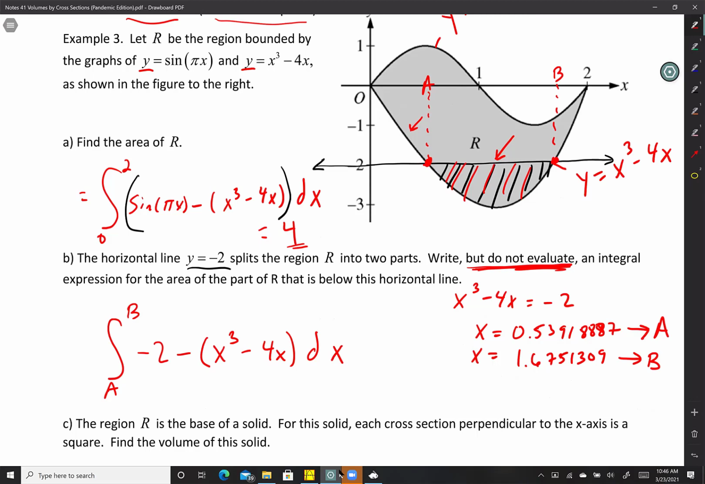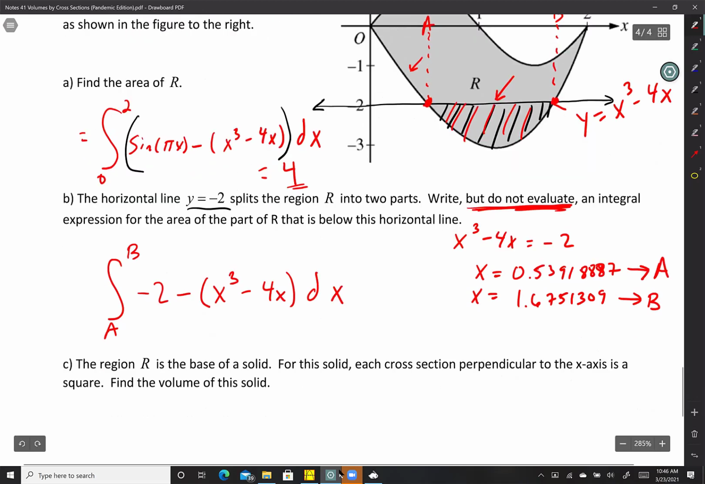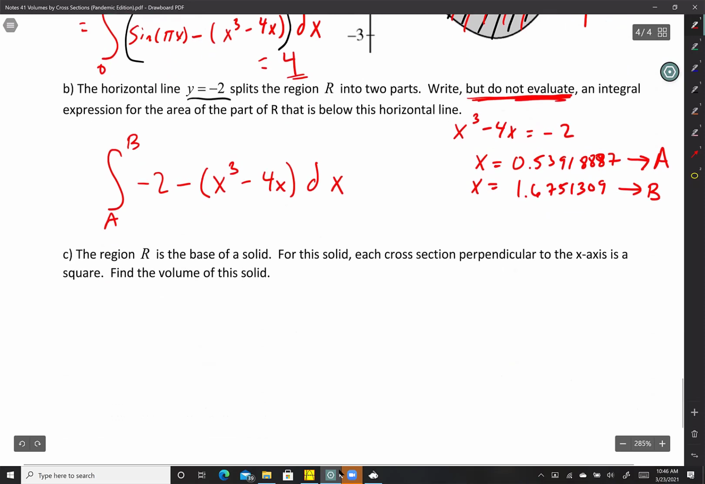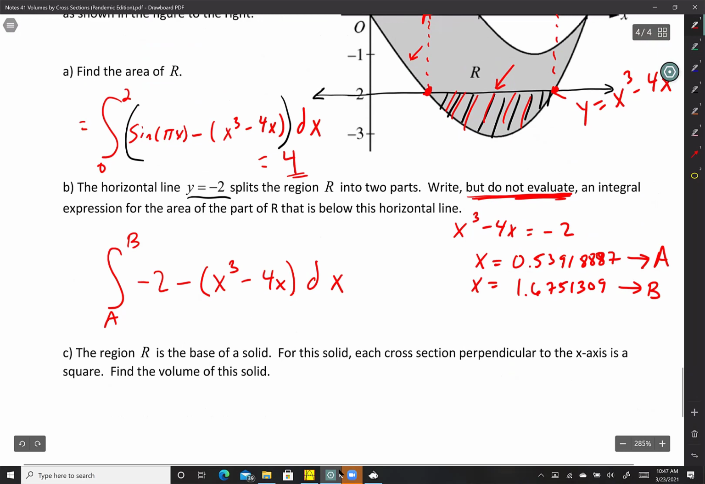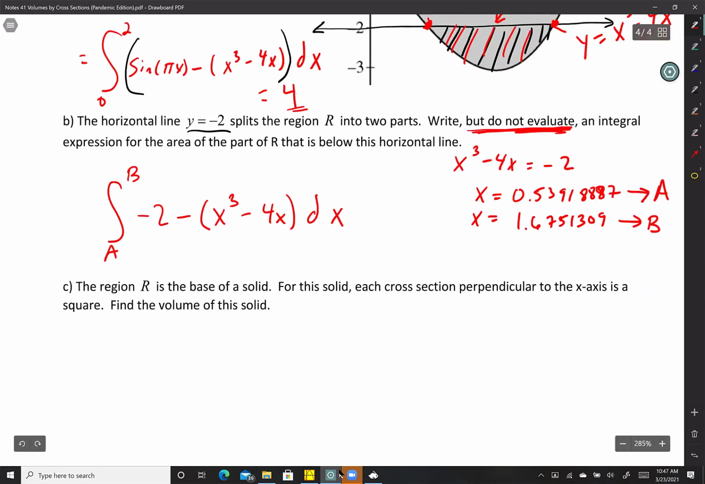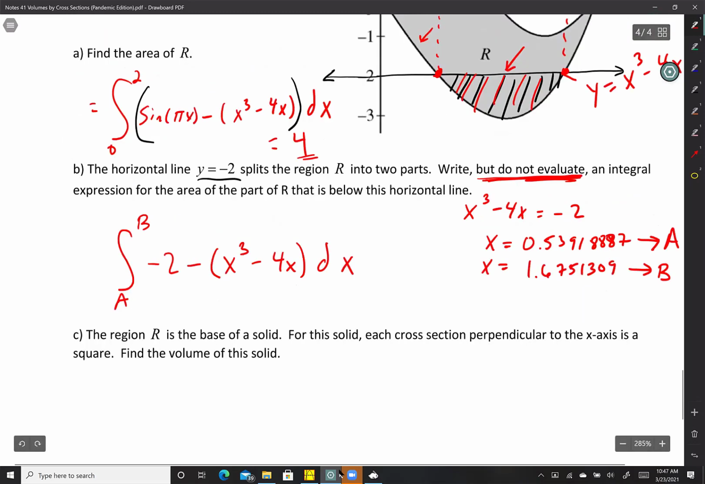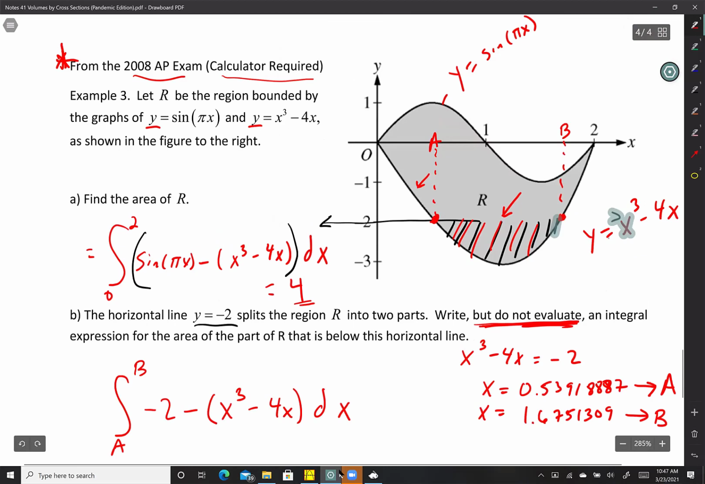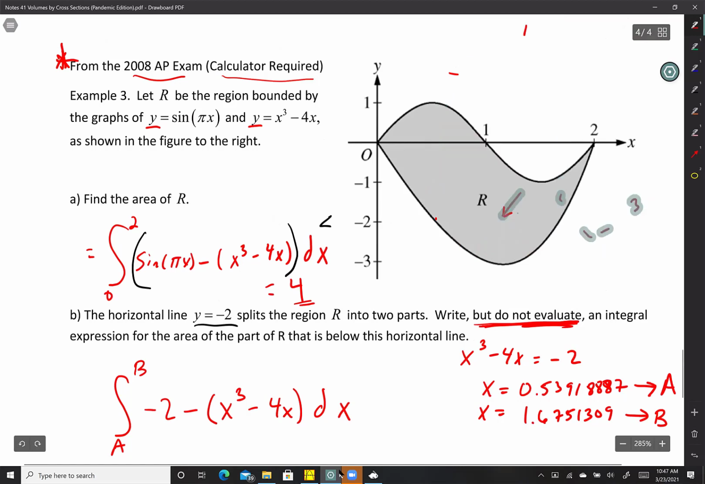Okay, here comes the moment of truth. Here's the good stuff. Letter C. The region R is the base of a solid. So that's the base of a solid, like that paperweight problem. For this solid, each cross section perpendicular to the x-axis is a square. So let me go ahead and erase all this, just so you guys can see better. So here's my cross section. Where do I want to write it? Right here. That cross section is a square.